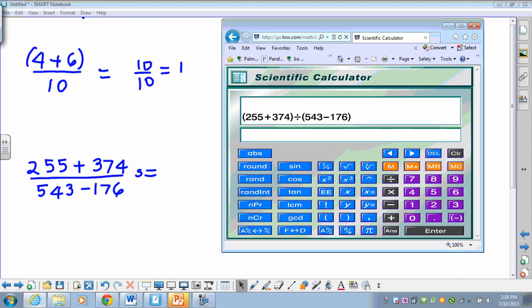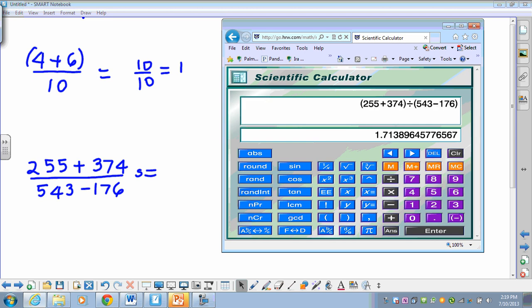So here I have entered this expression into the calculator using plenty of parentheses. Let's take a look. Here we have 2 expressions in the numerator and also 2 expressions in the denominator. So I use a set of parentheses for the numerator as I enter. I open parentheses, 255 plus 374, close parentheses for the numerator. And then division by, because we had 2 expressions to include, that also has to be contained in parentheses. So open parentheses, enter 543 minus 176, close parentheses for the denominator, and then press enter to get the result.